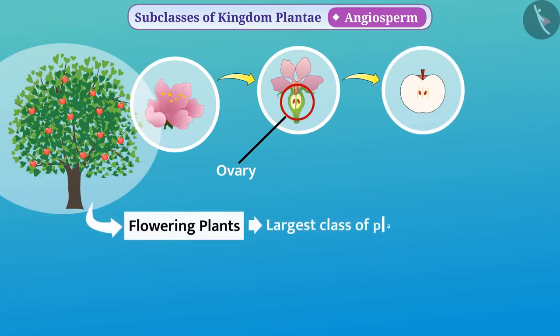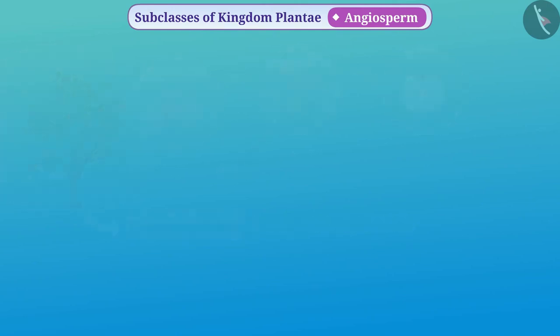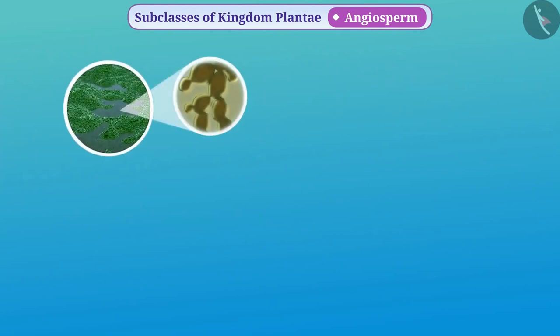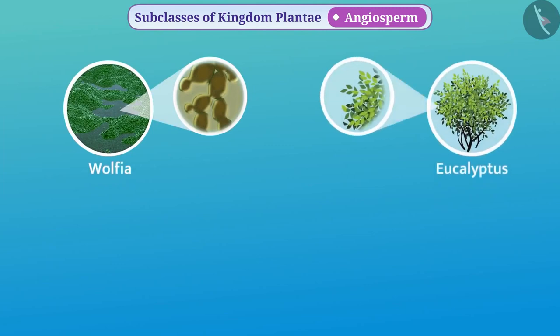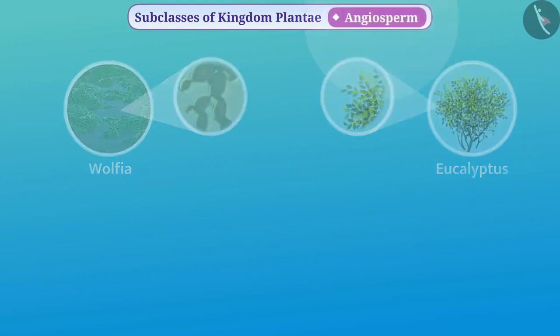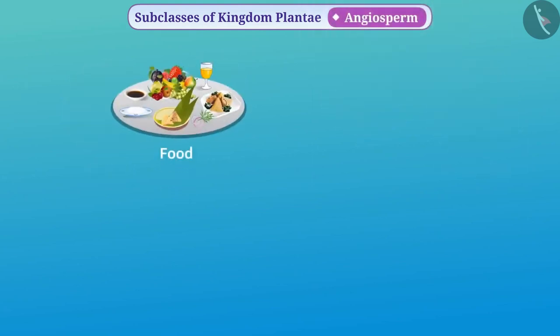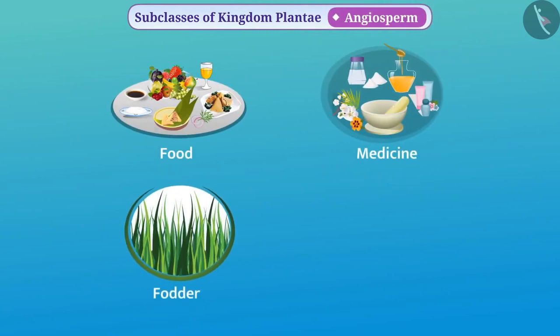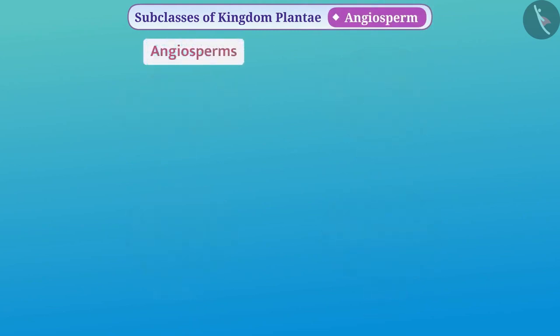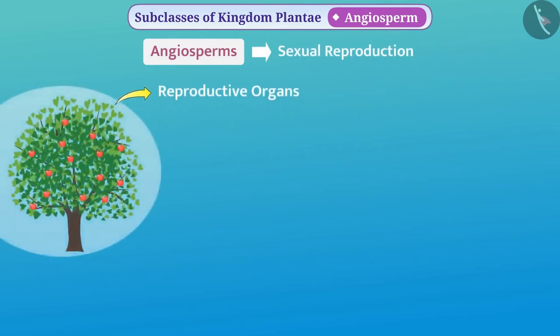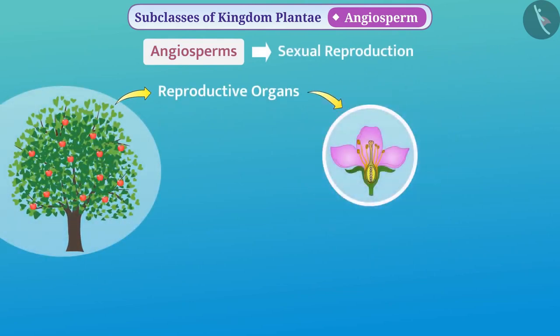They are the largest class of plants. These range from small plants such as Wolffia to giant trees such as Eucalyptus. They are found in various places. From angiosperms, we get food, medicines, fodder, wood, and other products. Angiosperms produce offspring through sexual reproduction. The reproductive organs of these plants are found in flowers.